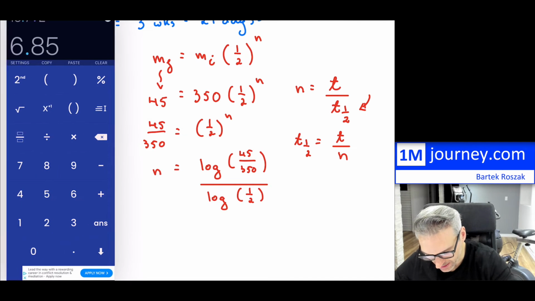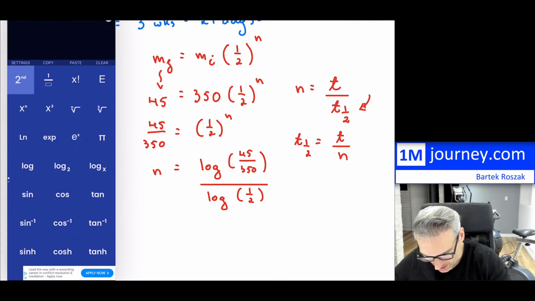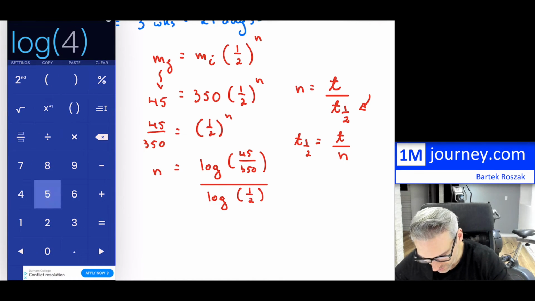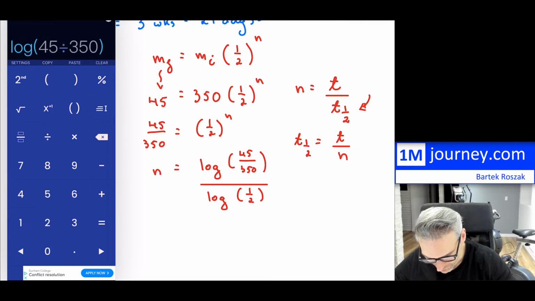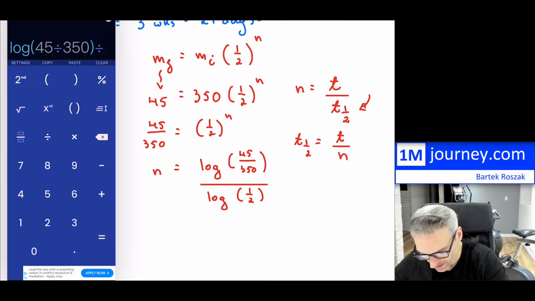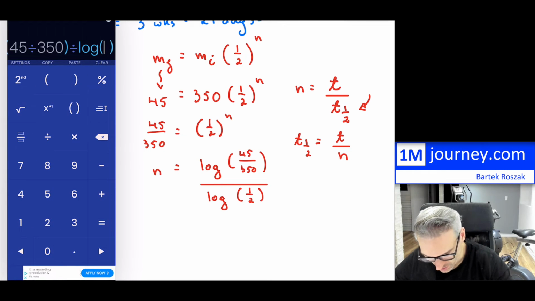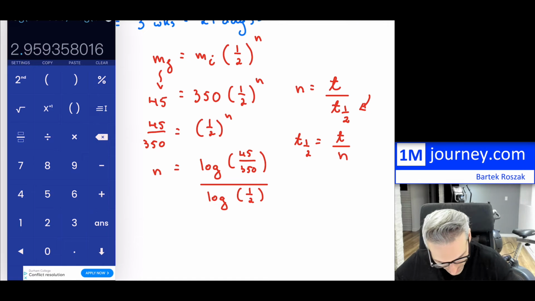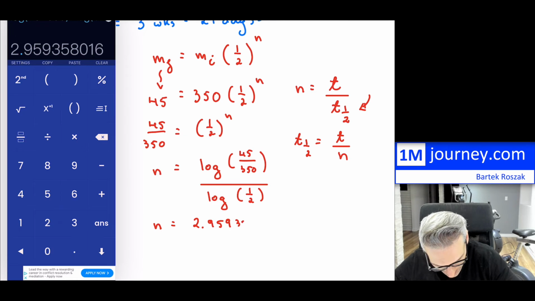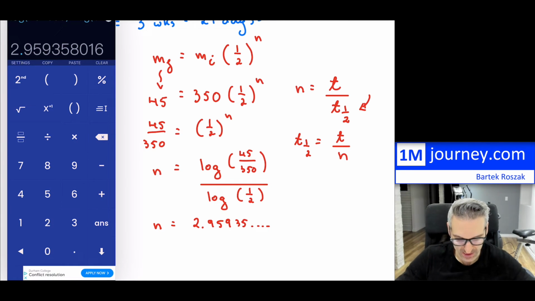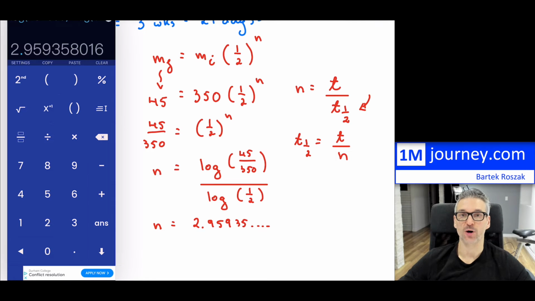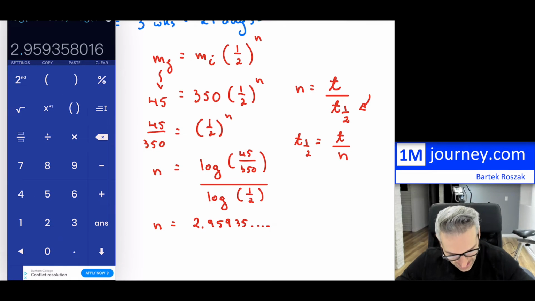So let's pop out our calculator in here and let's take a look. So this is going to be log of 45 divided by 350, and then the whole thing divided by log of a half, equals, so that's n is equal to 2.959. I'm not going to write this out. Now, please remember, this is the total number of periods, so half-life periods that have passed by, so it's almost 3. Now, I can take this and substitute it back into here, right?